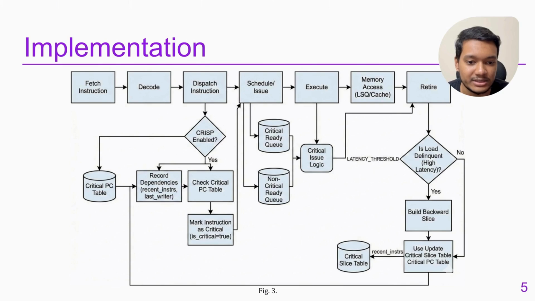Now we move our focus to the retire stage. Here the instruction finishes and tries to retire. Here we ask, is this instruction a delinquent instruction? Meaning, did the latency exceed our dynamic latency threshold? If yes, the system triggers a backward slice mechanism. It traces back the dependency chain using recent instructions and updates the critical slice table. So the next time the specific code sequence enters the pipeline, the dispatch stage will recognize it and the schedule stage will fast track that particular instruction.